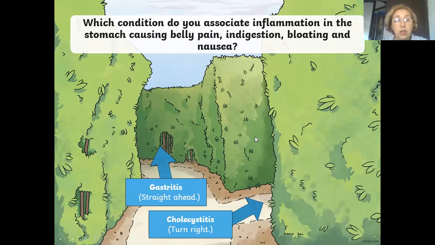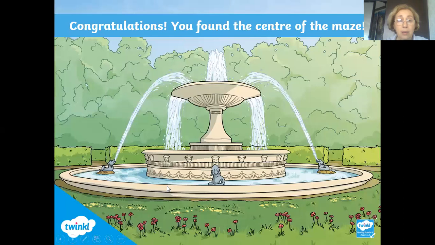Now, which condition do you associate with inflammation in the stomach causing belly pain, indigestion, bloating, and nausea? Is it gastritis or cholecystitis? Gastritis. Yes, here we are. Congratulations, you found the center of the maze.